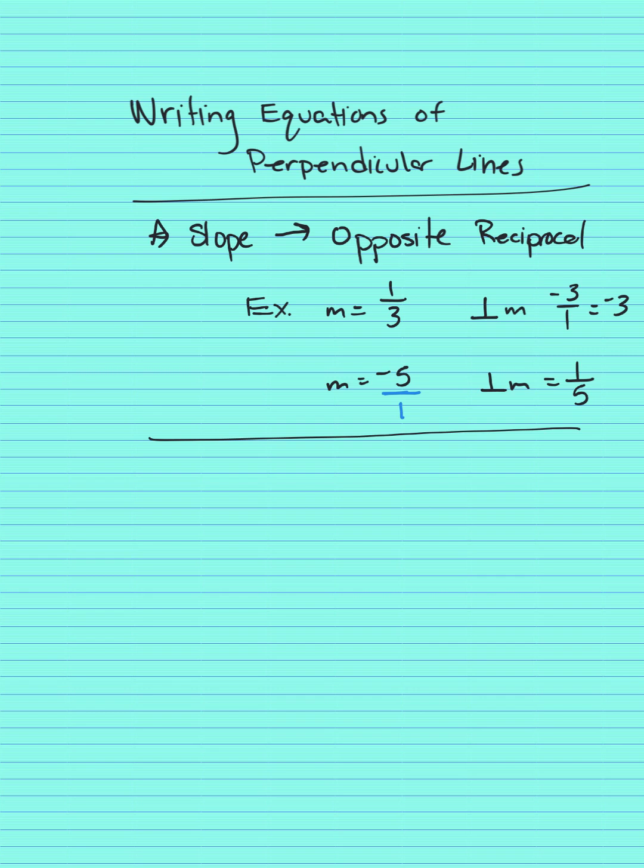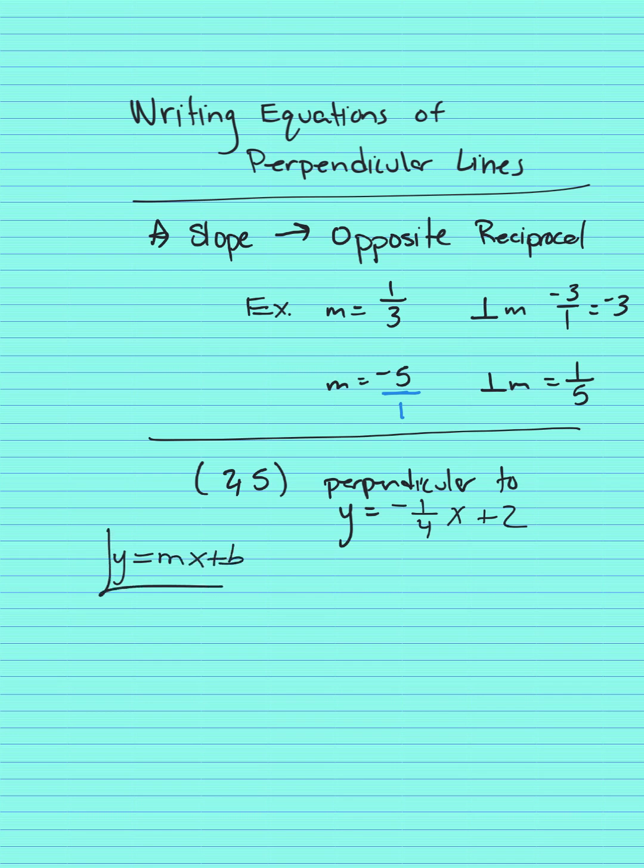I want to write an equation of a line that goes through the point (2, 5), and I want it to be perpendicular to the line y equals -1/4 x plus 2. And again, when I say I want to write an equation, that means I'm going to have it in slope-intercept form, y equals mx plus b. So this is what we're trying to get to.